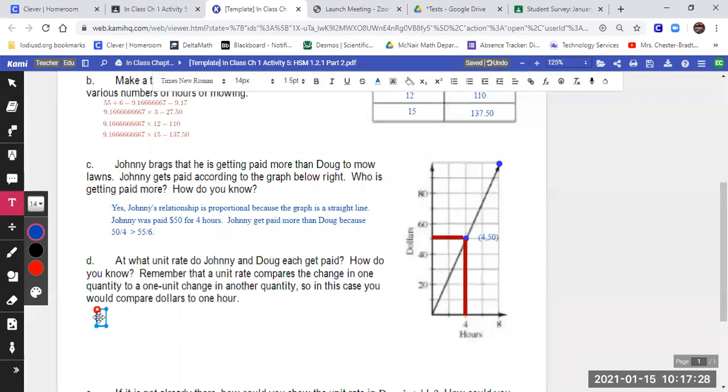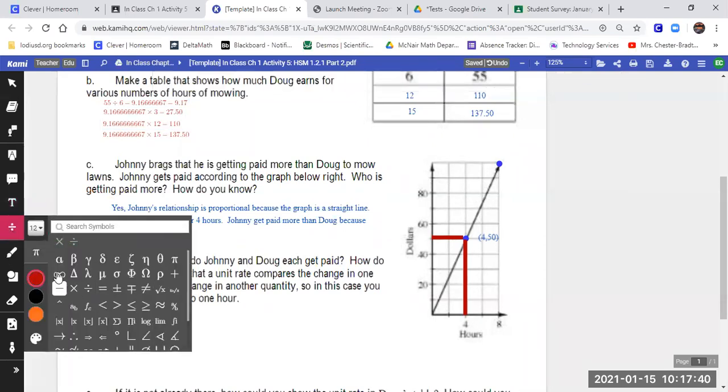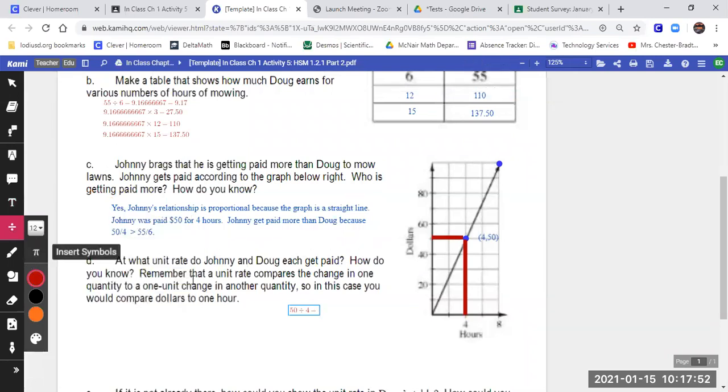All right. At what unit rate do Johnny and Doug each get paid? So we figured out Doug's, that was the 55 divided by 6, but we haven't figured out Johnny's yet. So let's go get Johnny's. What is the 50 divided by 4? What does that equal? $12.50. Ooh, he gets paid a lot more.